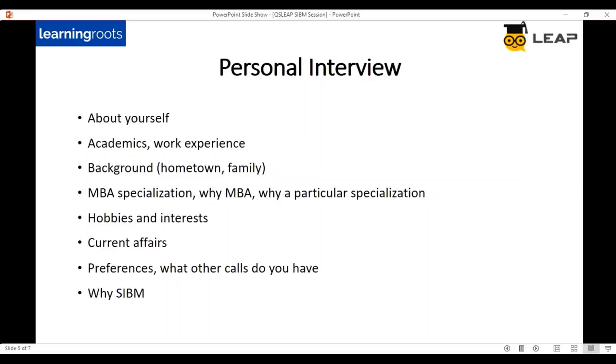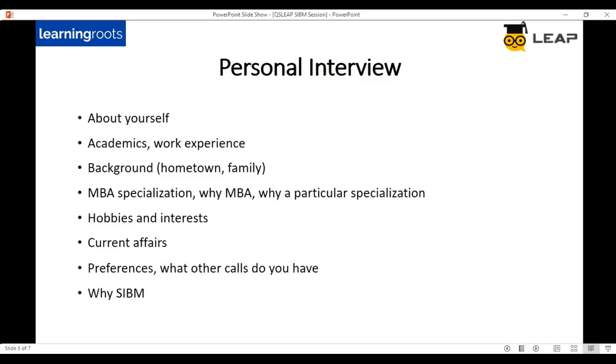MBA specialization, they almost always ask, so what do you want to specialize in? Why MBA and why a particular specialization? So you need to be extremely well prepared for these things as to why you want to do MBA at this particular point of time in your career, and how it is going to help you achieve some of the short-term as well as long-term goals, or the purpose of your life, to be very philosophical about it.